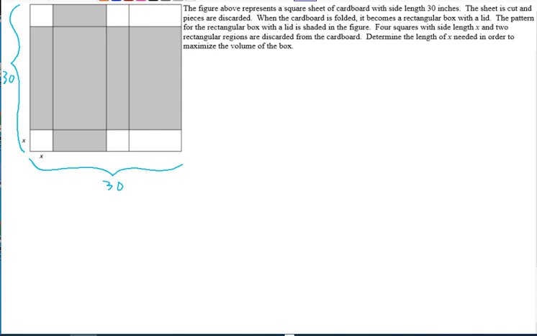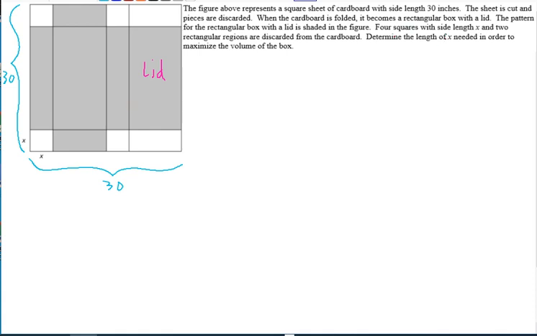The sheet is cut and pieces are discarded, and you can see the white pieces are the ones that are going to be discarded here. When the cardboard lid is folded, it becomes a rectangular box with a lid. So you can see once you discard those, you can fold these up here, and this becomes the lid right here. The pattern for the rectangular box with a lid is shaded in the figure. So again, it's the shaded part, that's the box.